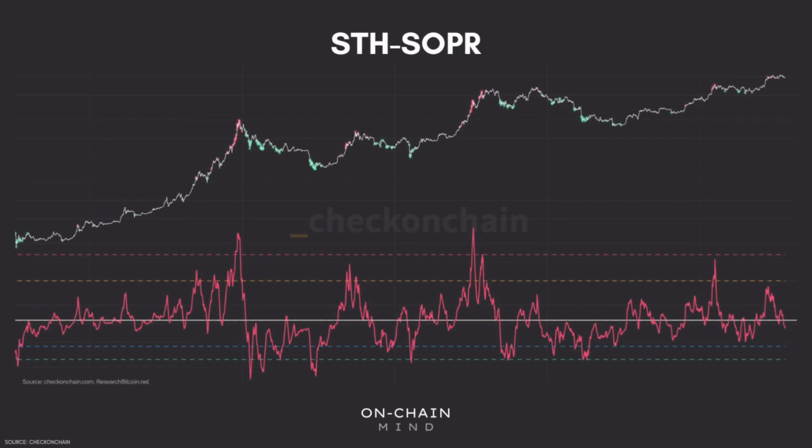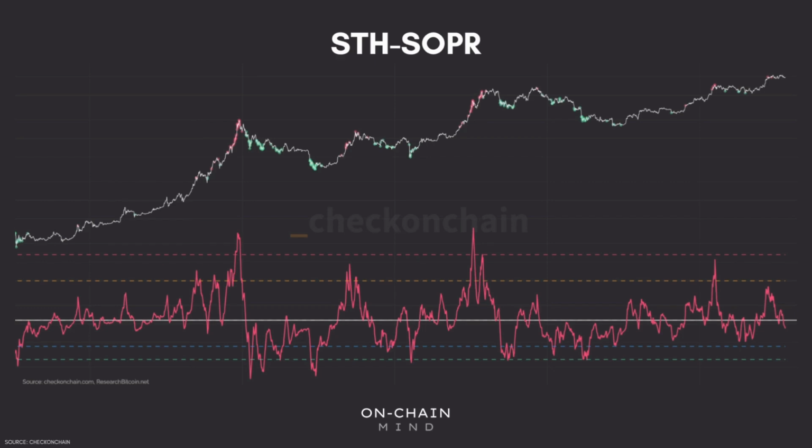Out of all SOPR variants, short-term holder SOPR is arguably the most important. Short-term holders are the most reactive to price movements, and their selling behavior heavily influences short-term trends. If short-term SOPR-Z flips above 0, it often marks the beginning of a trend reversal.